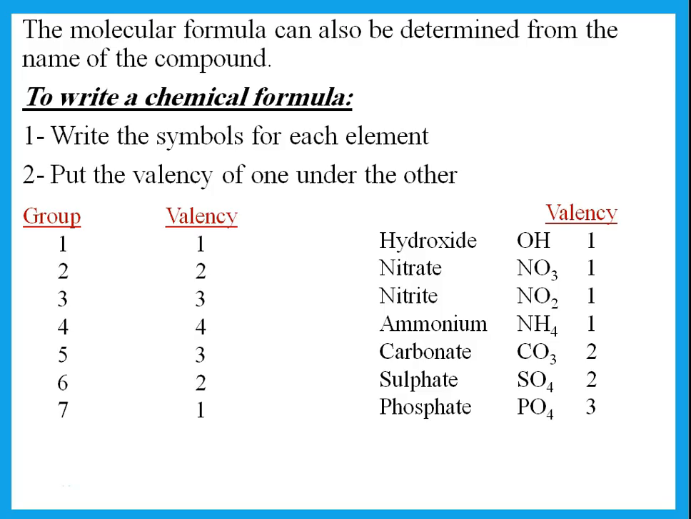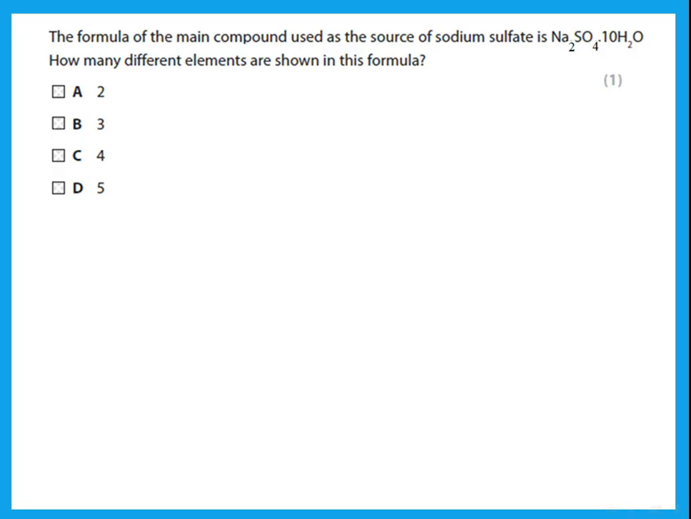So all of them have valency 1 except carbonate and sulfate, which have valency 2, and phosphate is the only one that we usually talk about that has a valency of 3. Okay, so we said to write a chemical formula, you write the symbols of each element and then put the valency of one under the other. So if you determine that the valency of something is 1 or 2 or 3, you put that number under the other element in the molecule. So let's try some of these.